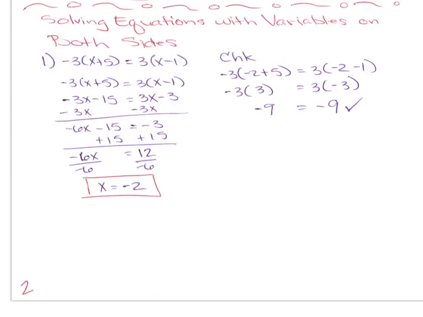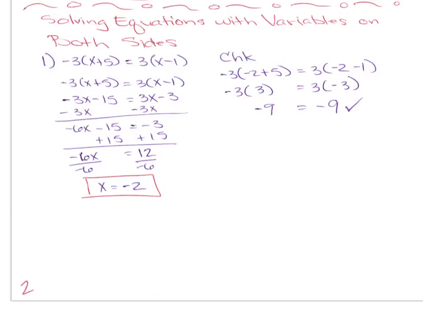Now, the same thing that we did with solving multi-step equations, to check your work, you take x equal to negative 2 and substitute it inside your original equation, which is this one right here. You're going to end up with negative 3 times quantity negative 2 plus 5 is equal to 3 times quantity negative 2 minus 1. Negative 2 plus 5 gives you a positive 3. Negative 3 times positive 3 gives you a negative 9.